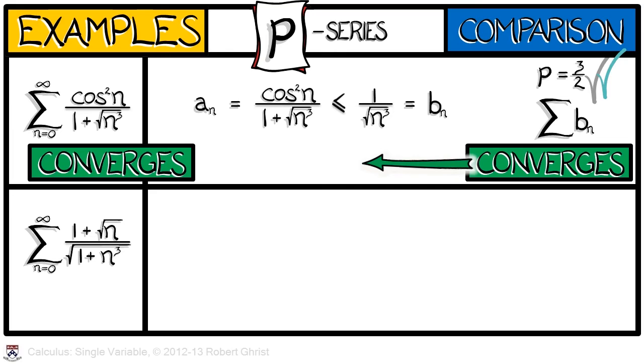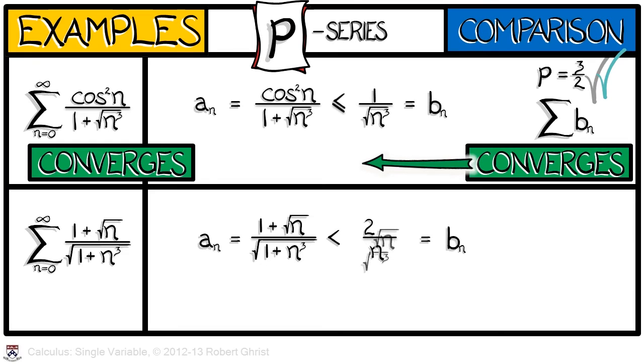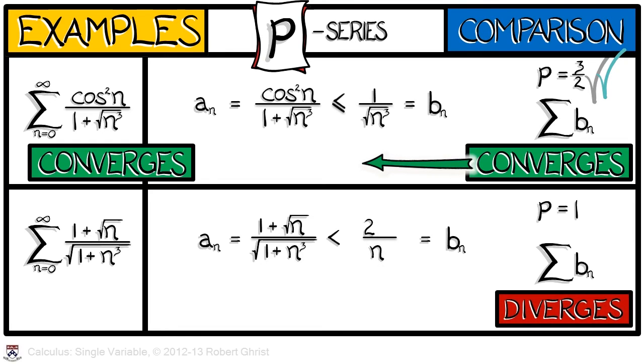Consider the sum over n of 1 plus square root of n over square root of 1 plus n cubed. Now, if we let that term be our a sub n, then we can bound the numerator by, let's say, 2 square root of n, and the denominator by square root of n cubed. Now, that's going to give us a b sub n that is a p-series with p equals 1. That is not going to help us. That series diverges. It doesn't tell us anything about the a series. So what are we going to do?